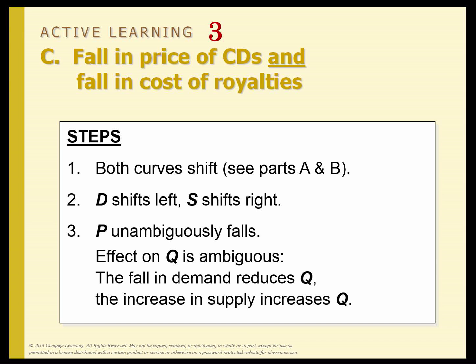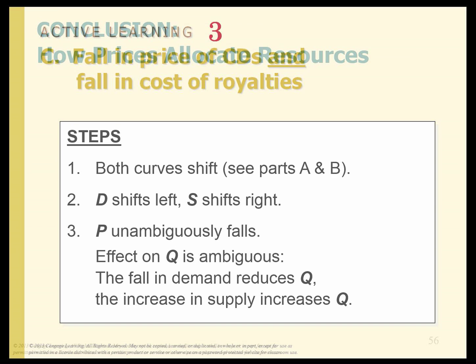So we see that if there are two things that happen, if demand for CDs falls and the cost of royalties falls, that's going to shift both curves, and the effect on Q is ambiguous, though. Draw it out and see that you can draw it where Q goes up and Q goes down. But any time you draw it, P always goes down.